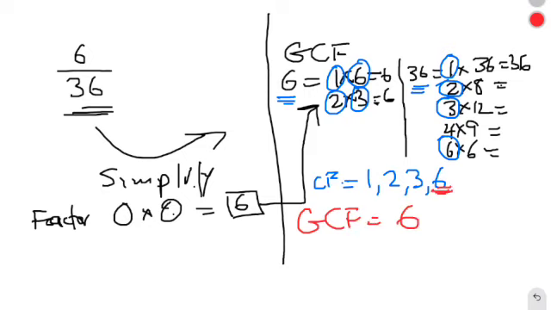So that's it. The greatest common factor of both 6 and 36 is 6. Now here's what we do with that 6. I'm changing to a new screen because I want to show you what we do after that. So once again, our problem is 6 over 36, and we found that the greatest common factor is 6.